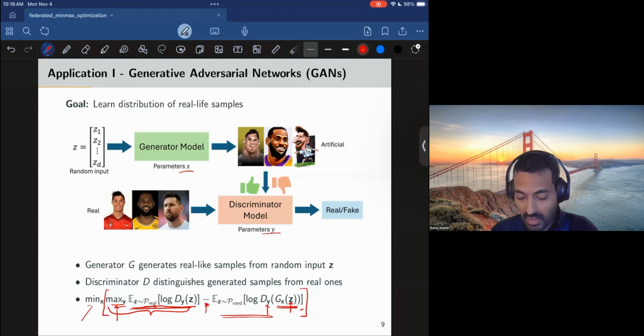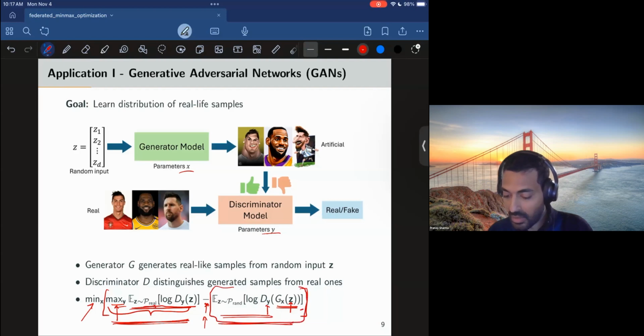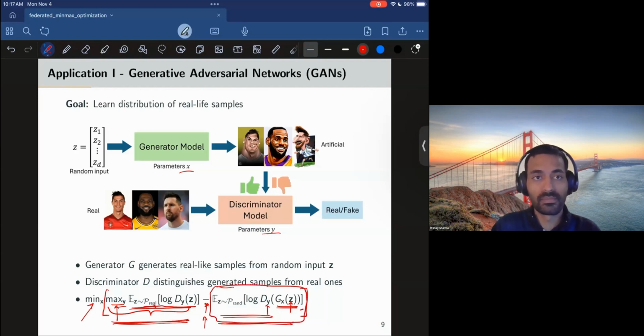And then the generator is trying to minimize this whole thing, right? But it doesn't have anything to do with the first part, right? There is no x in the first part of the loss function. There is x only in the second part, right? So it is trying to minimize a negative quantity, meaning that it's trying to maximize its score, right? So it's trying to maximize this part.